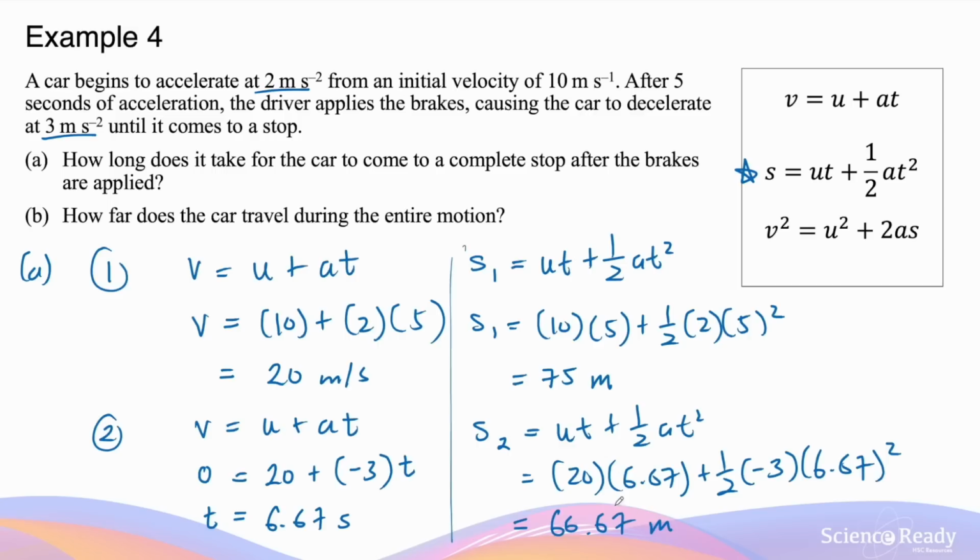So the total distance is the sum of the two values. Since both displacements are positive, we can simply just add them together.